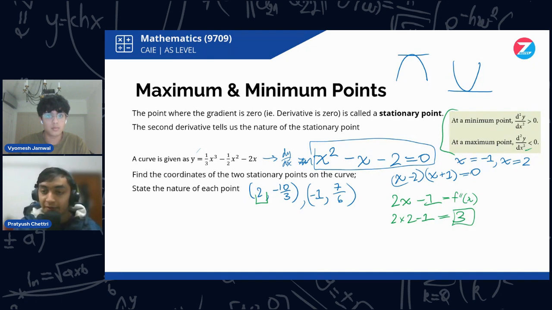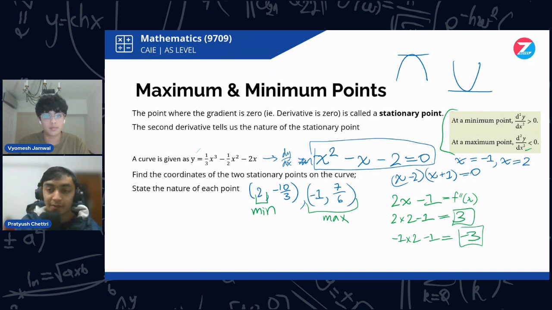So this 3 is more than 0, so I know it's a minimum point. So this one is a min. And let's try for this one then. Minus 1 times 2 minus 1 minus 3. Wow. This is a max point. Why? Because minus 3 is less than 0, which means it is a maximum point.